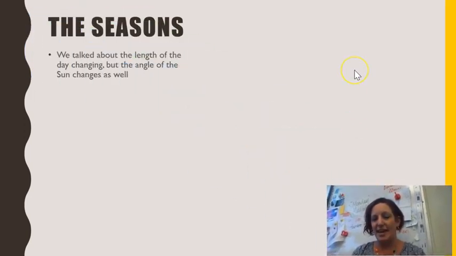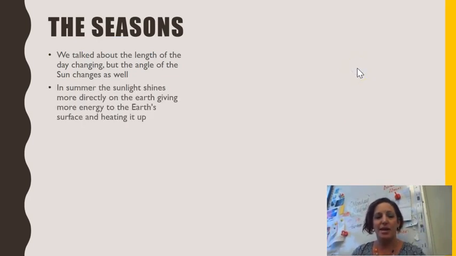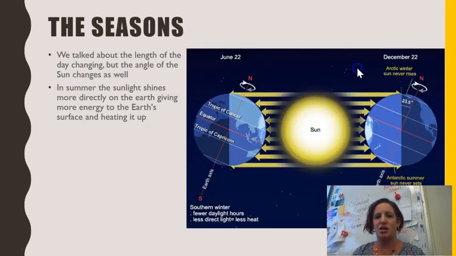We talked about the length of the day changing, but the angle of the sun also changes. In summer, the sunlight shines more directly on the Earth, giving more energy to the Earth's surface and heating it up. Here we can see Australia in our summer directly facing the sun. It's like the sun is giving it a smack in the face, straight onto it. So when the sun is shining directly onto Australia, we get our hot, hot summer.